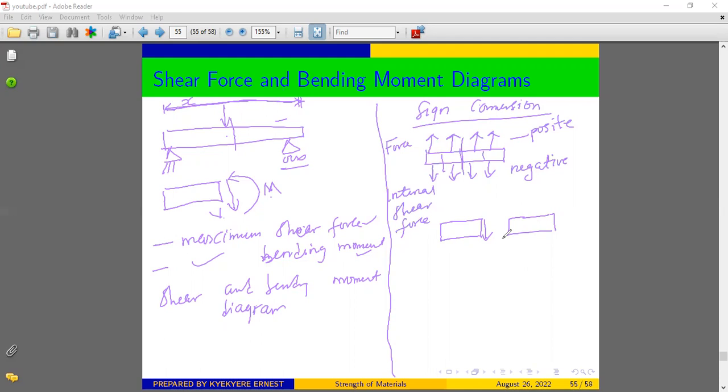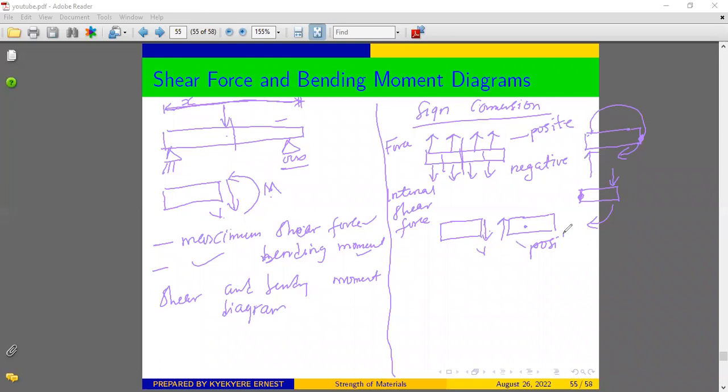From the principle of transmissibility, if I apply this force, which is the shear force at this side of the beam, it is going to cause the bar to rotate in the clockwise direction. In the same way, when I apply the force at this side of the beam, it is also going to cause the object to rotate in this direction, which is also clockwise rotation. So when you have this pair of forces causing clockwise rotation of the body, such a pair is called a positive shear force.